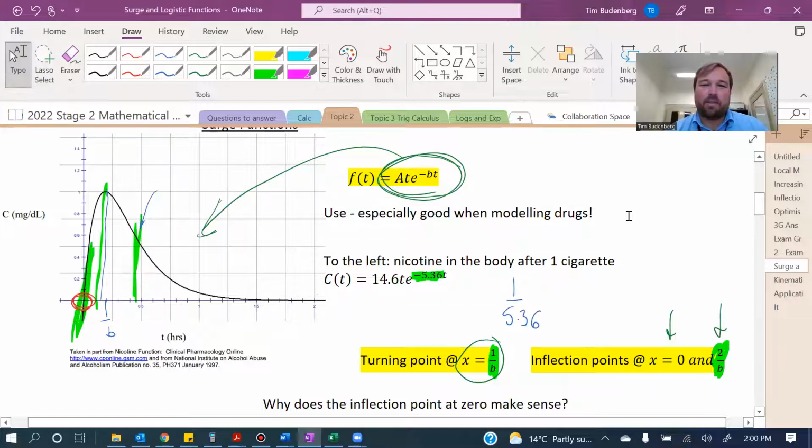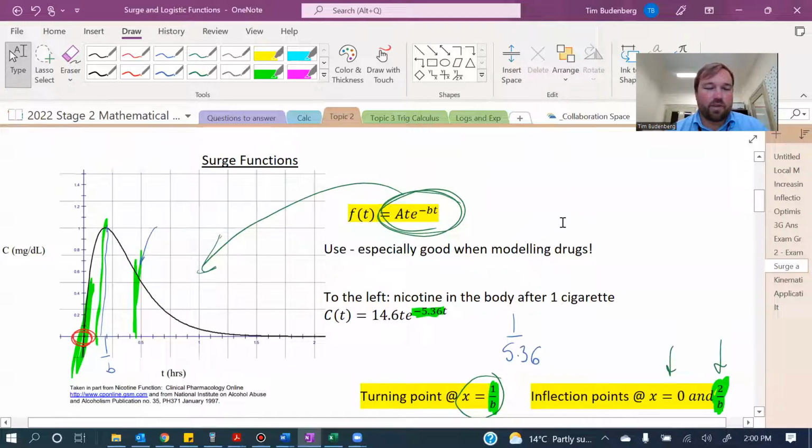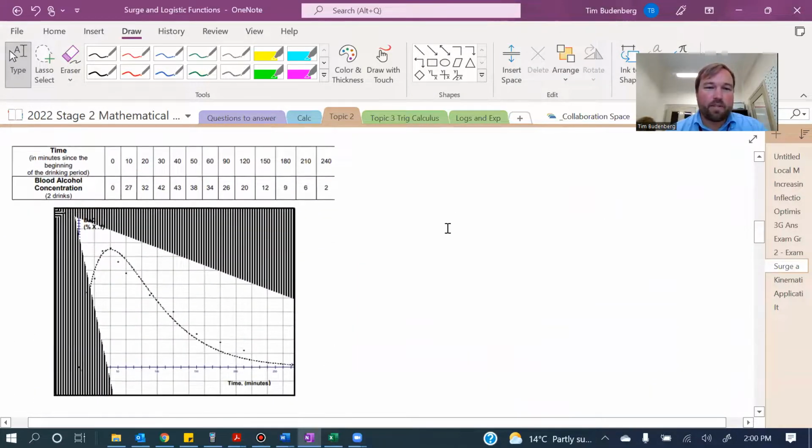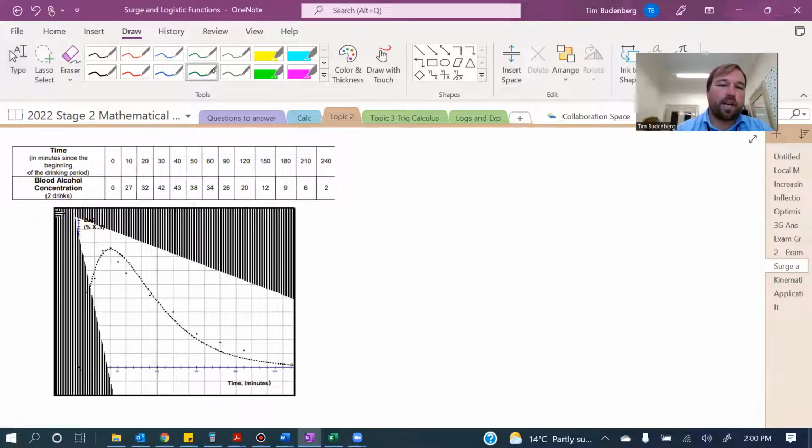I'll just show you a couple of other examples of surge functions. I've been on the internet and looked up different surge function modeling for drugs. This one's alcohol. They blocked out part of the graph because they didn't have good data here. I don't know why they did it on the top, but they gave people 2 drinks. It's assumed that they had the drinks instantaneously, so shots, for example. The uptake was pretty quick.